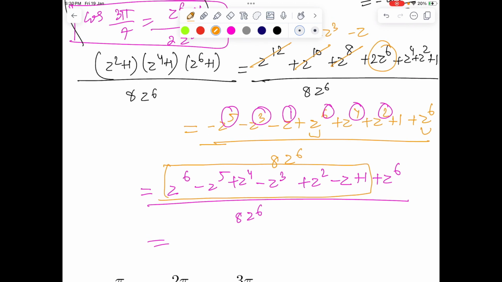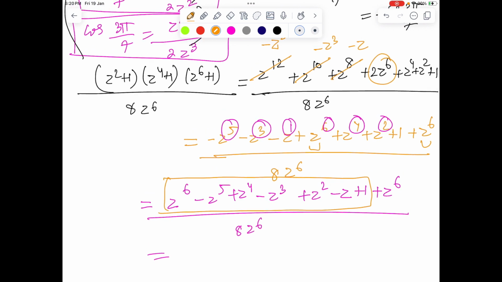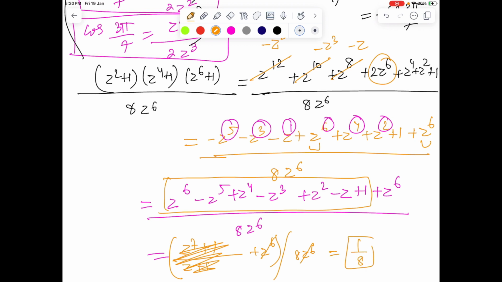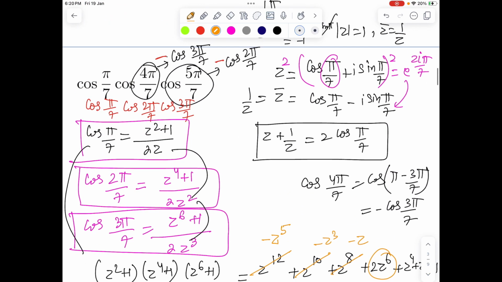Now beginning from this quantity to here, we have a GP. So you can see just a standard GP with first term 1 and common ratio minus z. So we have a GP with first term 1 and common ratio minus z. So that's nothing but (z^7 + 1)/(z + 1) plus z^6 by 8z^6. Now z^7 is minus 1, so this goes, z^6 and z^6 go, and we have 1/8 as the answer. So you see how beautifully we solved a problem of trigonometry just using complex numbers.